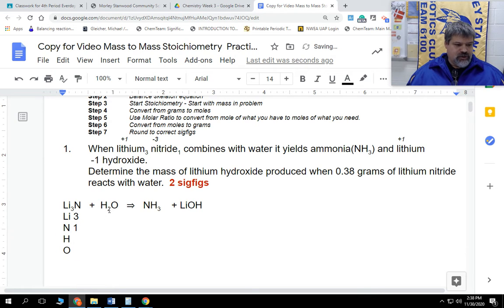Hydrogen we have 2, so we can put a 2 there. Oxygen there's only 1, so we're going to put a 1 there. Then we're going to do the same thing over on this side. We're going to put our lithium. I only have 1 lithium, so we can put a 1.